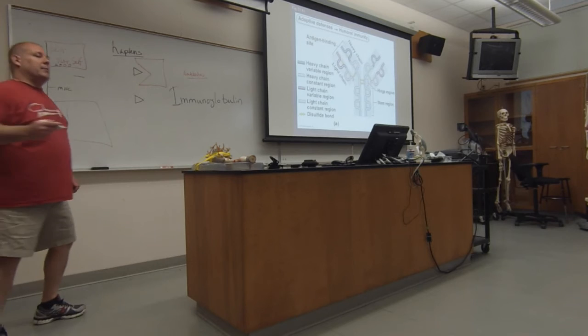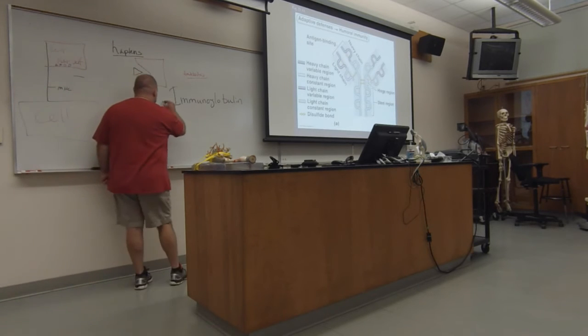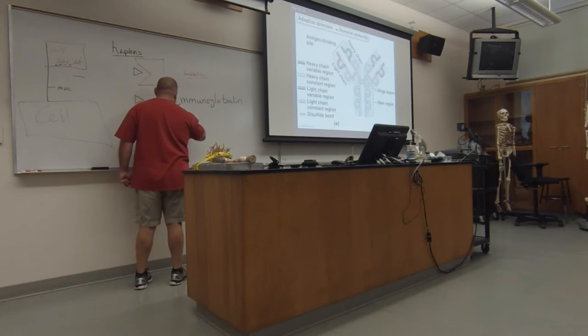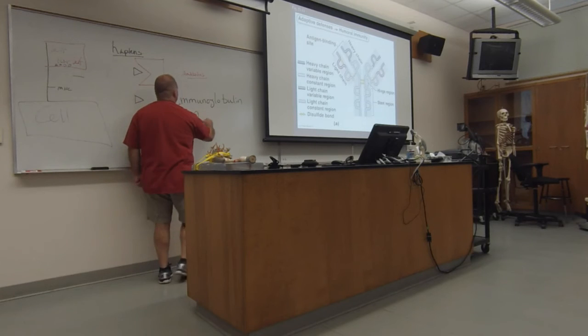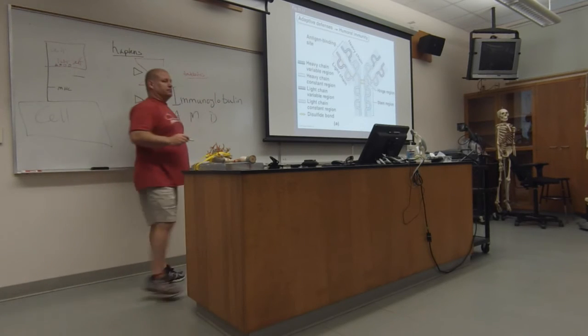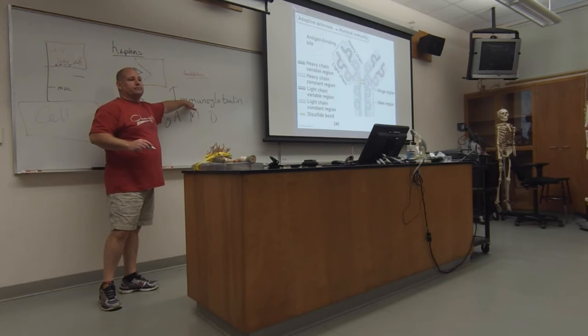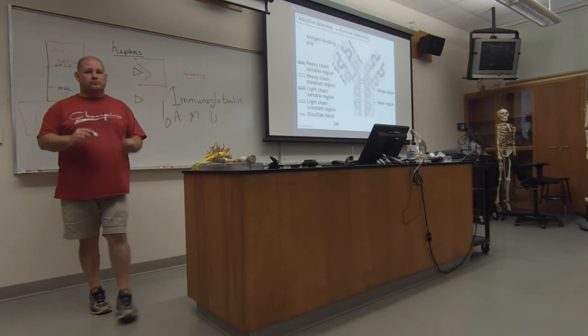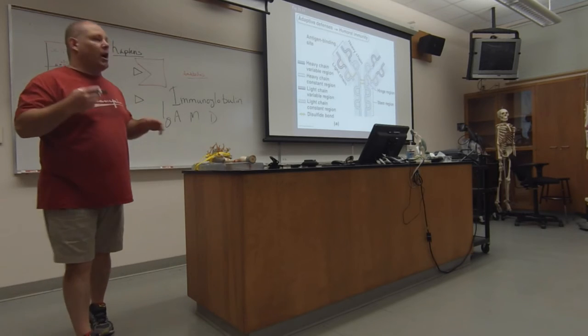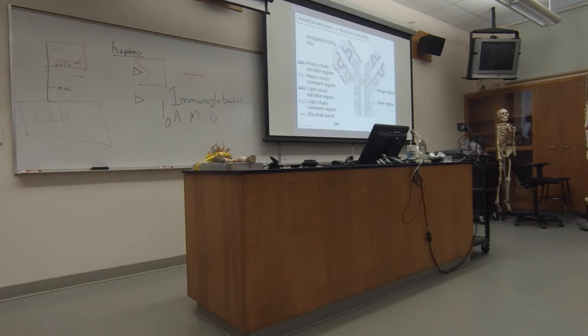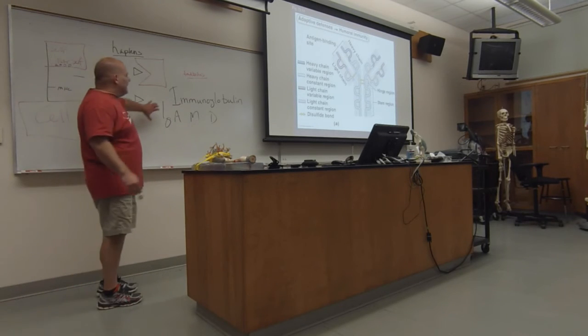So when we talk about antibodies, sometimes we refer to them as IgA, IgM, IgE. The Ig stands for immunoglobulin. So if you wanted, you could say it's antibody A, antibody D, antibody M, antibody G. And there are 5 classes of them.